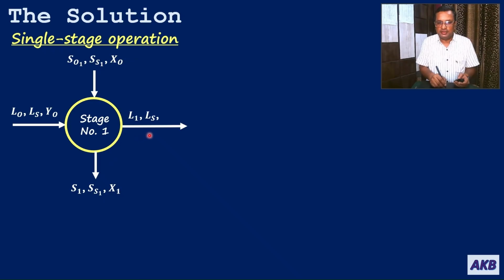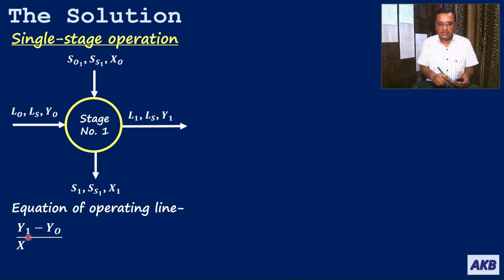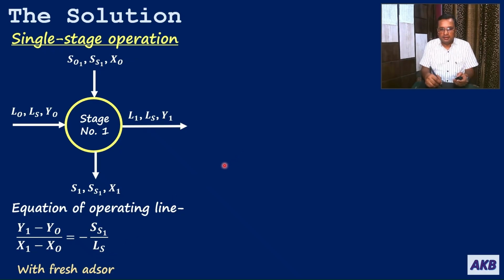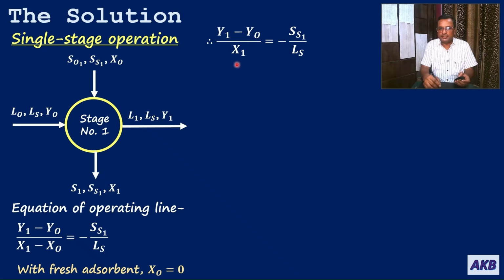And then finally you get the solution out of stage number 1. Now the equation of the operating line, we know, is y1 minus y0 upon x1 minus x0 is equal to minus SS1 upon Ls, single stage operation. For the derivation of this equation, you can refer to my discussion on single stage adsorption. When you are using fresh adsorbent, x0 is 0. So in that case, the equation will be capital Y1 minus capital Y0 divided by capital X1 is equal to minus SS1 upon LS.